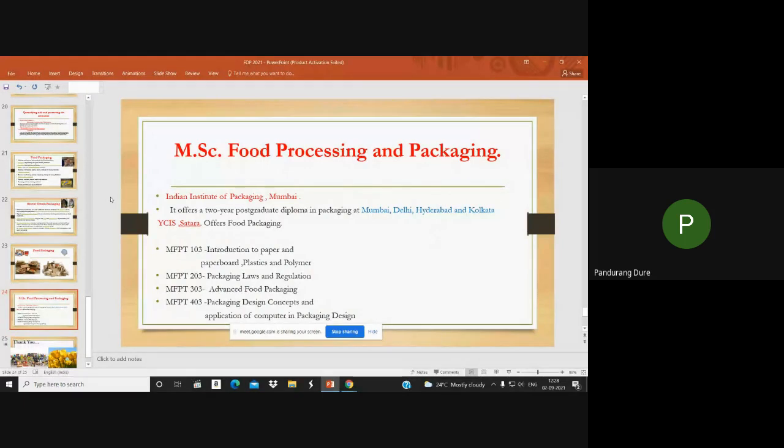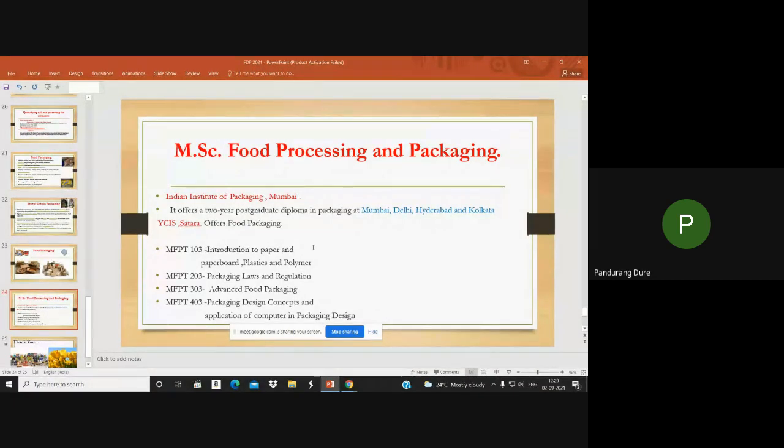The Indian Institute of Packaging in Mumbai offers a 2-year postgraduate diploma in packaging, and after that YCIS Satara offers such a course. Our institute is the 5th institute to offer such a course in packaging, especially food packaging. From this year we are running the MSc in food processing and packaging, so we are concentrating on packaging.